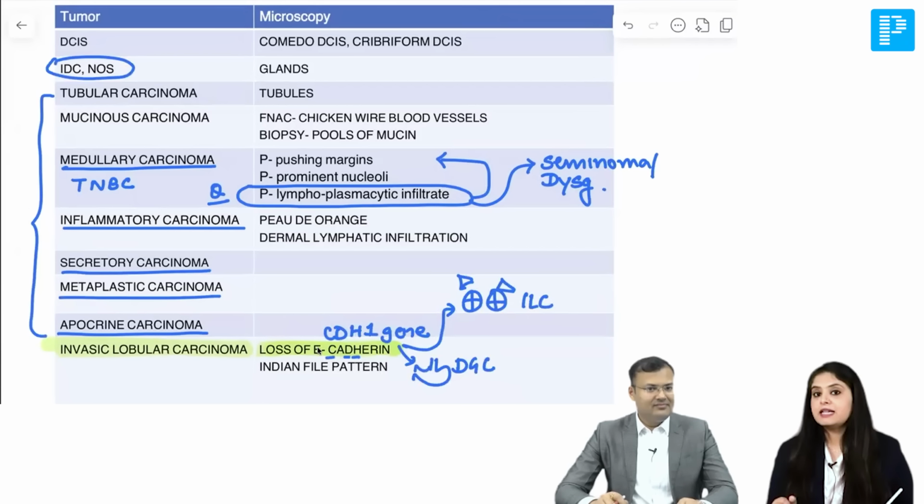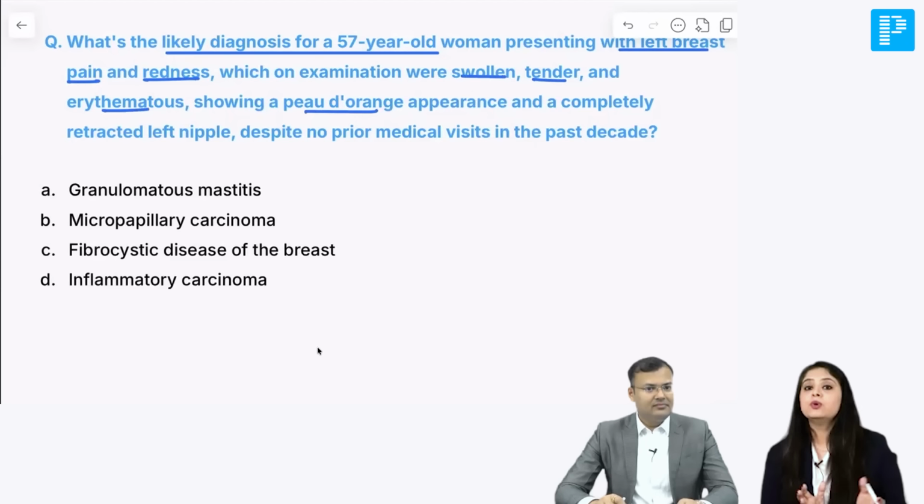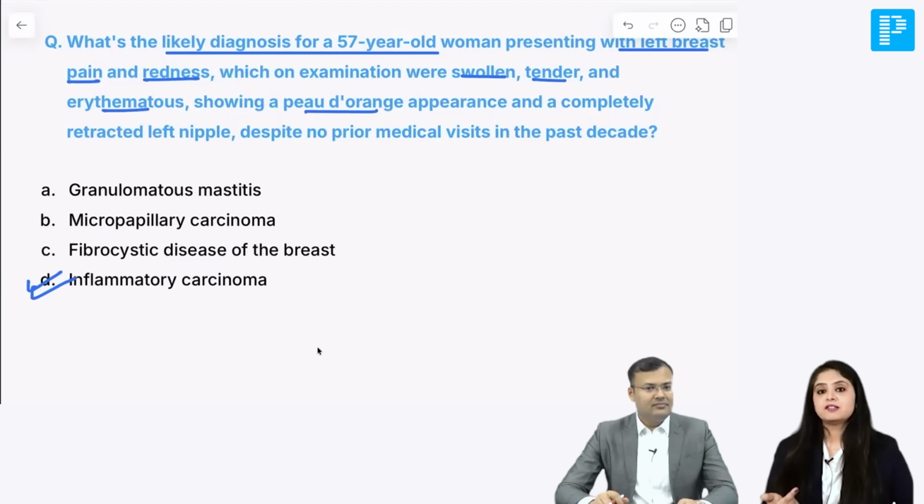Based on all of this, if we go ahead with a question which says, what is the likely diagnosis of a 57-year-old woman presenting with left breast pain and redness, and there is a swollen, tender, erythematous breast with a peau d'orange appearance? So you realize that the starting sounded very much like an inflammatory condition, but the peau d'orange appearance has ultimately come down to a classical inflammatory carcinoma, which we have marked over here. And if they asked me as a layer 2 question, they would have asked about the subdermal lymphatics into which the infiltration occurs and results in this appearance. So that's all you have to know with regard to the summary that I've got you.